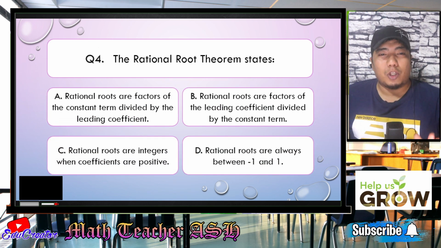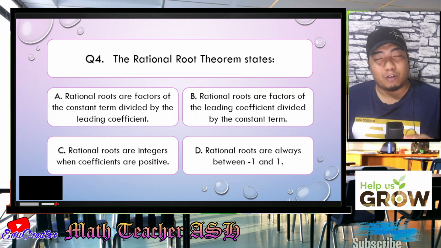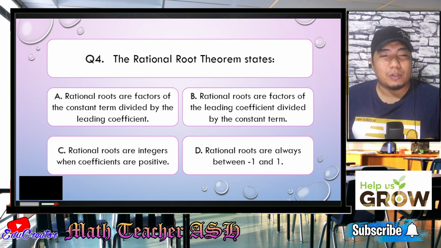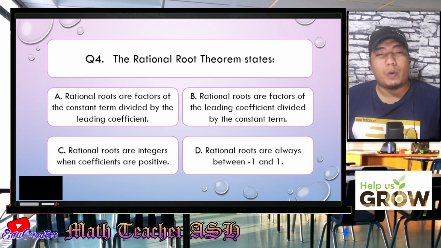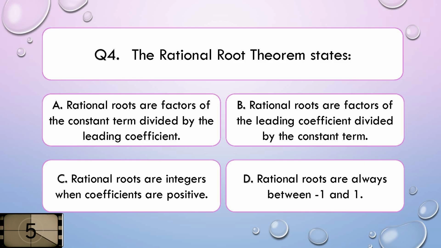The rational root theorem states: A, rational roots are factors of the constant term divided by the leading coefficient. B, rational roots are factors of the leading coefficient divided by the constant term. C, rational roots are integers when coefficients are positive. Or letter D, rational roots are always between -1 and +1. I'll give you 5 seconds to think about your answer.